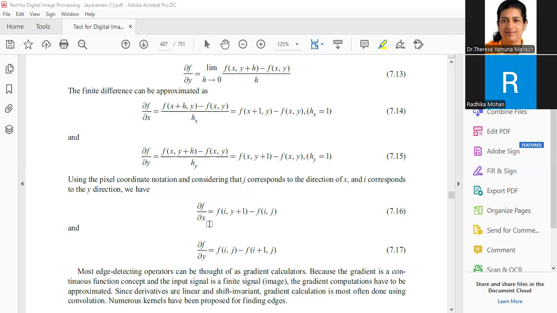So this should be dou f by dou y and this should be dou f by dou x.